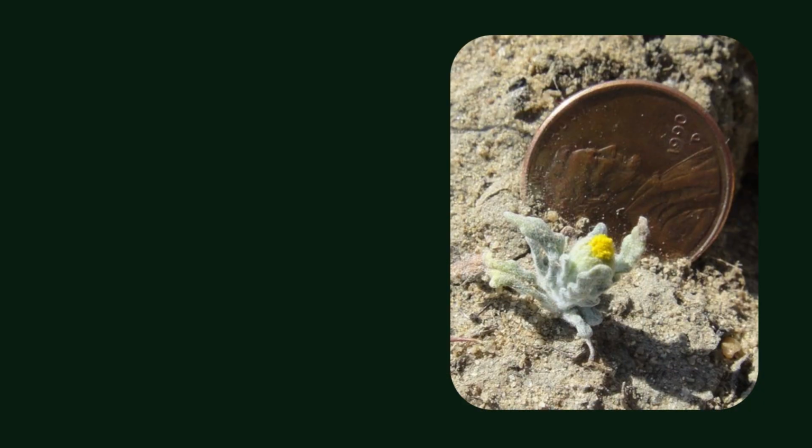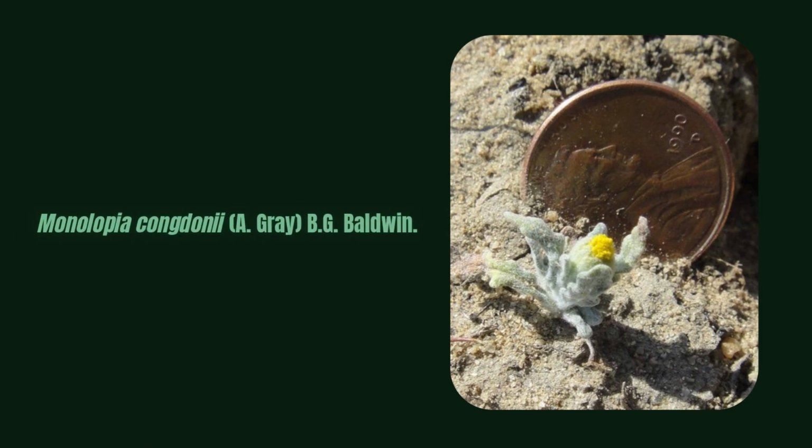The currently accepted scientific name is Monolopia congdonii (A. Gray) B.G. Baldwin. The species was first collected by J. W. Congdon and was formally described by botanist Asa Gray in 1883.